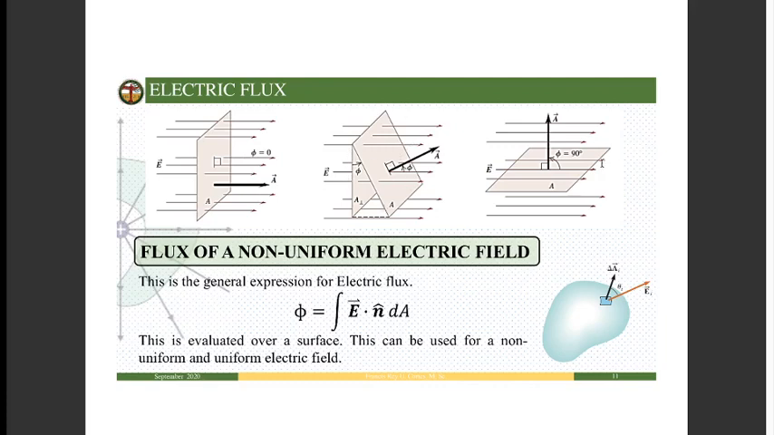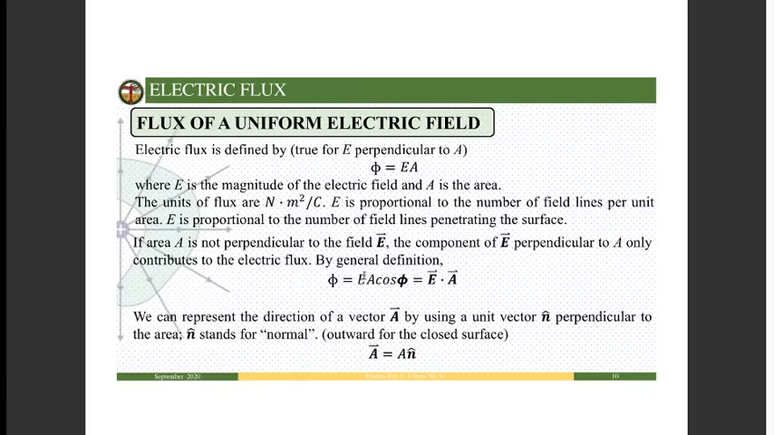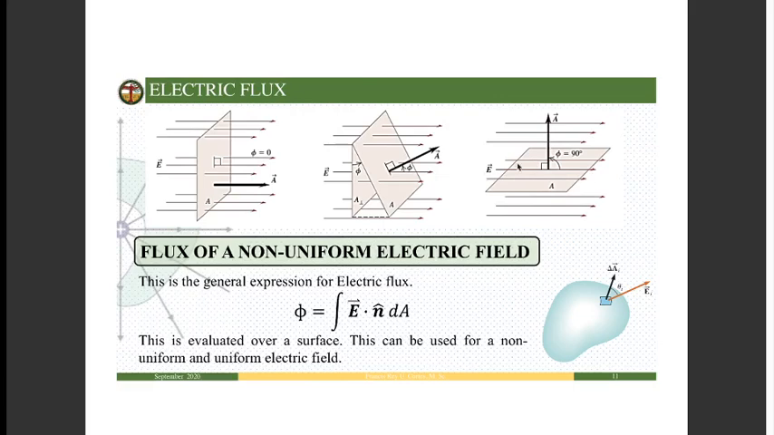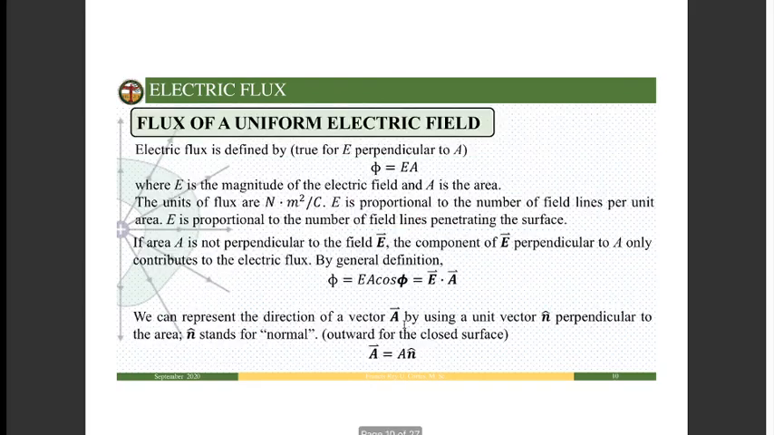So how about this one? Your vector E is going in this direction, and your area vector A is always perpendicular to the plane area A. So what is the angle between vector E and the area vector? That is equal to 90 degrees. So cosine of 90 degrees, as you can see here, the electric flux is 0, which of course means nothing penetrates, right, so there is no electric flux.